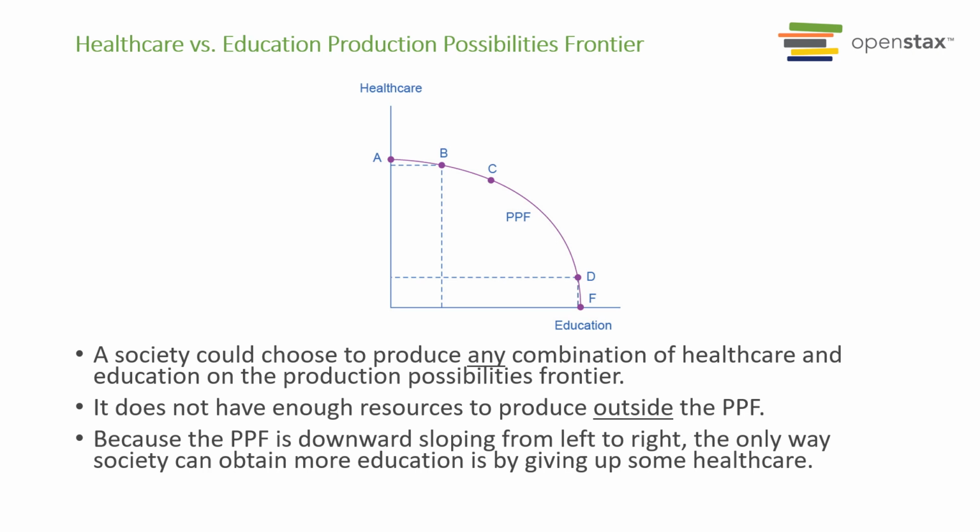Now, for some countries, let's say Japan, you might have a lot of old people, then you want to be somewhere between B or C. And then if you're a young country, like maybe, let's just say America, where we have a lot of young people, then we want to be somewhere like point D, spending more resources on education. But again, outside is impossible, inside is inefficient.